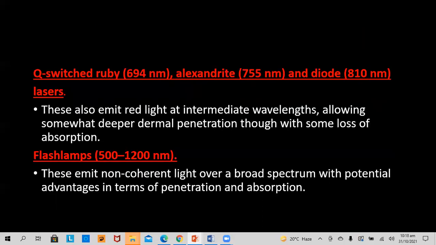Then QSwitch Ruby laser 694 nanometer and QSwitch Alexandrite laser 750 nanometer and diode 810 nanometer. All these lasers emit red light at intermediate wavelengths, allowing somewhat deeper dermal penetration with some loss of absorption. So all of them are effective for deep dermal pigment. Then the flash lamps, 500 to 1200 nanometer, emit a non-coherent light over a broad spectrum with potential advantage in terms of penetration and absorption.